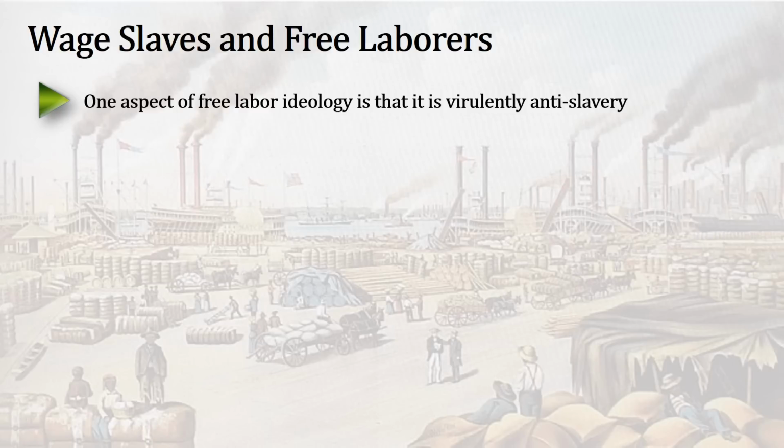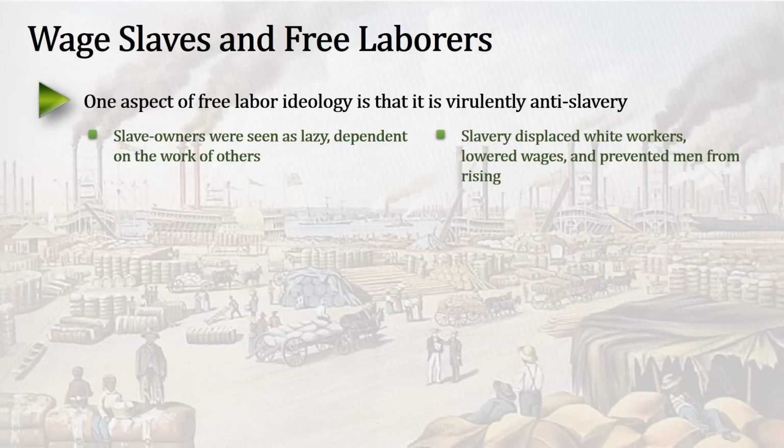One aspect of free labor ideology is that it is virulently anti-slavery. Free laborers look at the slave owners of the South as lazy, and dependent on the work of others. And also, slavery displaces white workers, lowers wages, and prevents men from rising up in the world. You see, if I have to compete with slave labor and I am expecting to get paid, you're always going to hire the slave labor, and I will never rise.